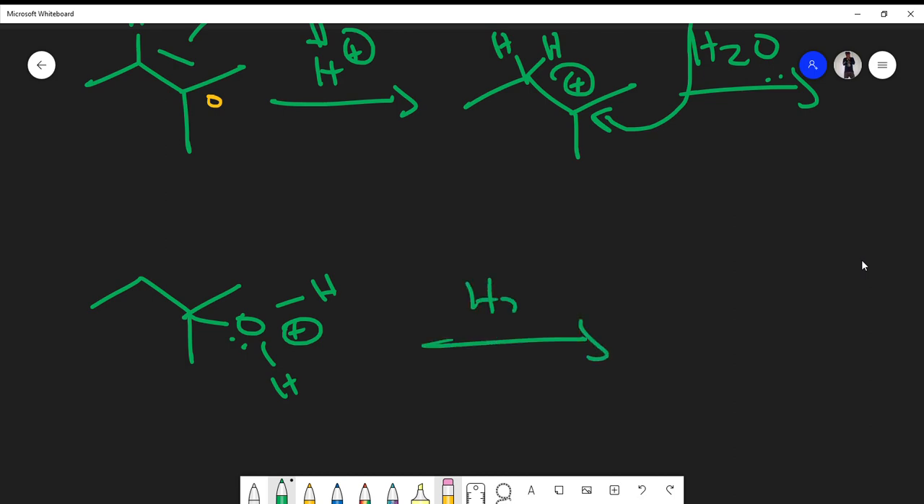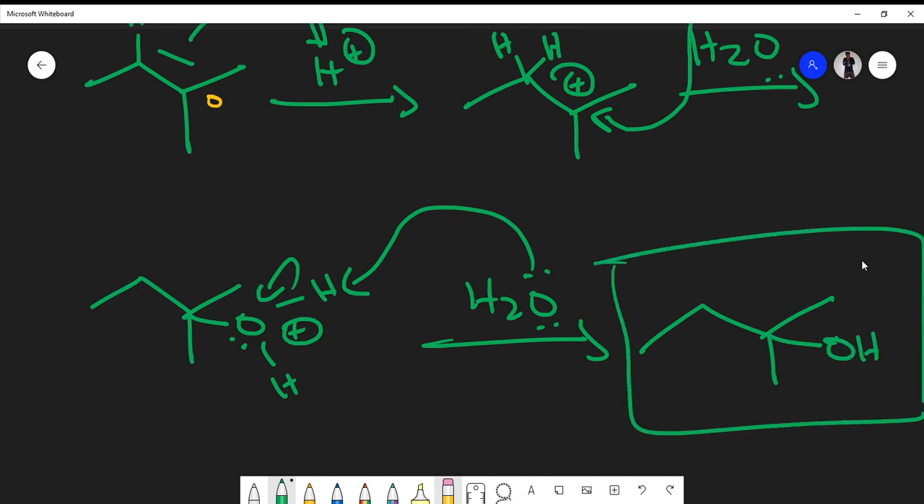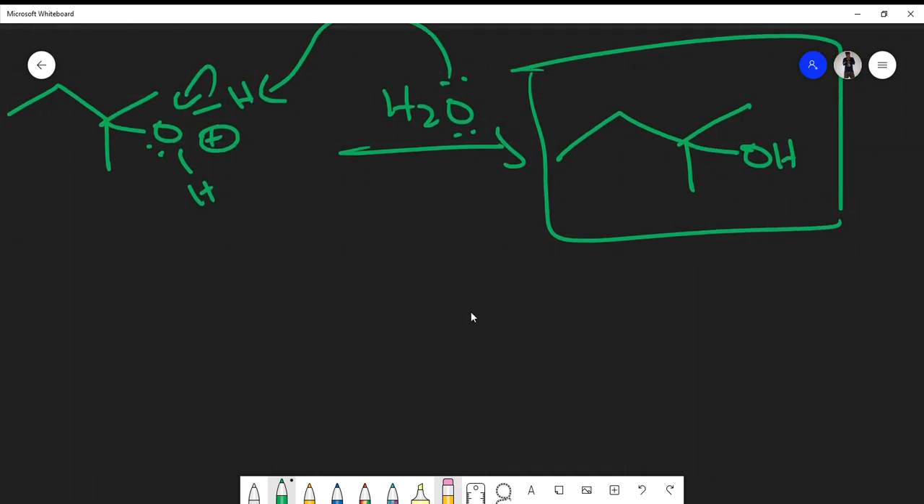In the third step of the reaction, another water molecule comes in and acts as a base. So it comes in, takes off one of the hydrogens, and puts it in the form of a lone pair on the oxygen. So essentially, our final product is this molecule. Again, this is the idea of hydration of a double bond.